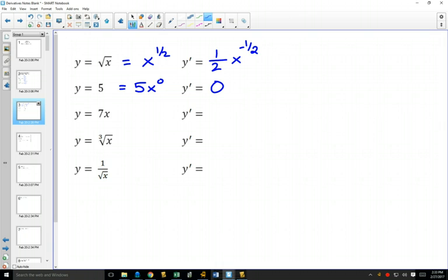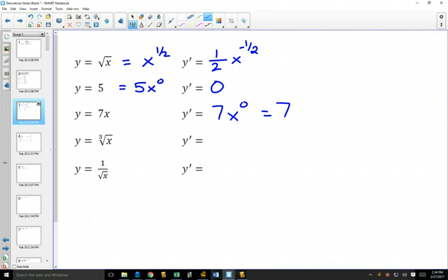7x to the 1. Well, if you multiply the 1 in front, you're going to get 7. If you subtract 1 from the exponent, you're going to get x to the 0. But we're not going to write it like this. We're going to just write this as 7. Does that make sense?